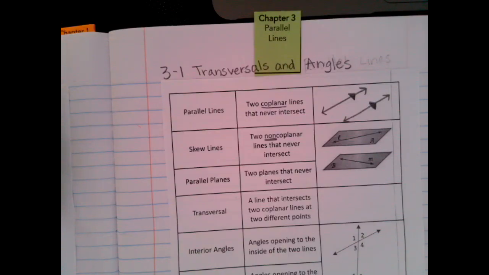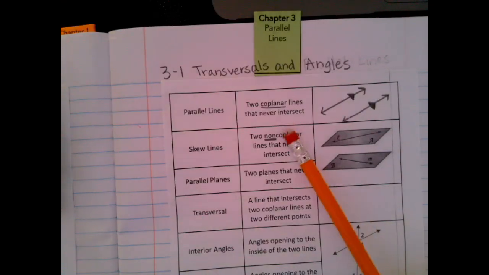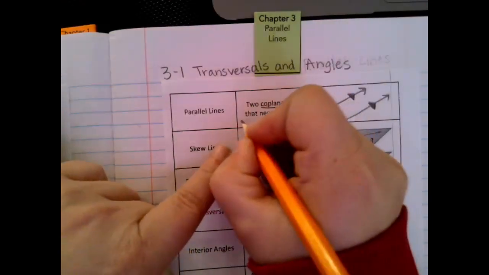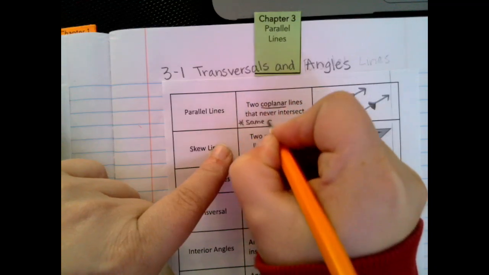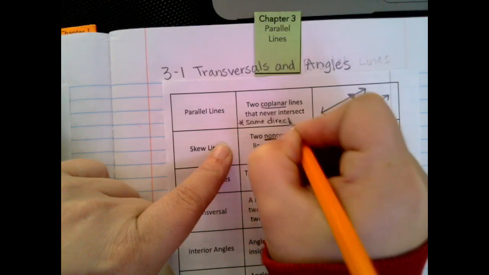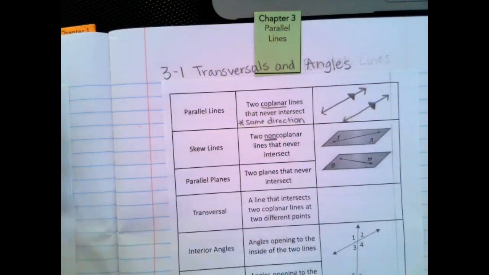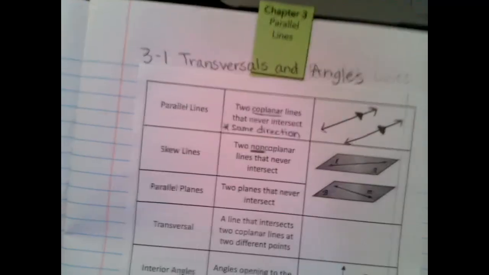Okay, but even though they're going in the same direction, they're still parallel. Even though they're not on the same plane, there's not a wall connecting them. So that's kind of our big difference between parallel and skew. Parallel means they're going in the same direction. So parallel should always go in the same direction.